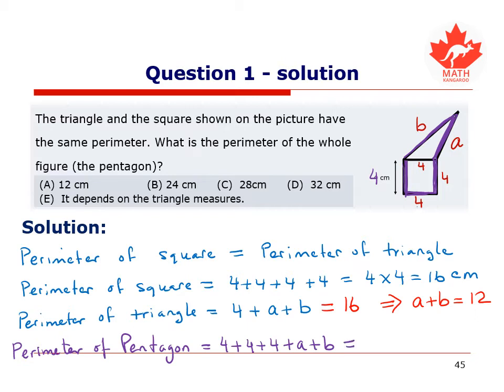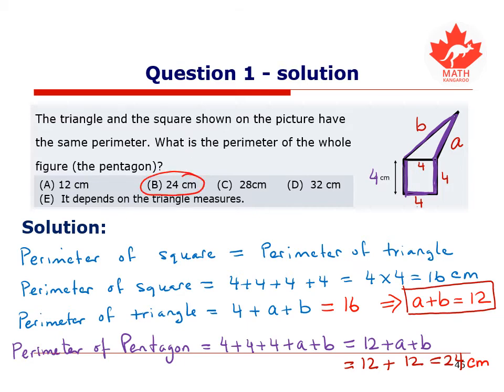So this is equal to 4 plus 4 plus 4. That's 12 plus A plus B. When we were looking at the perimeter of the triangle, we were able to deduce that A plus B is 12. So we can make that substitution here, which means the perimeter of the pentagon is 12 plus 12, which is 24. So the answer to this problem is B, 24.